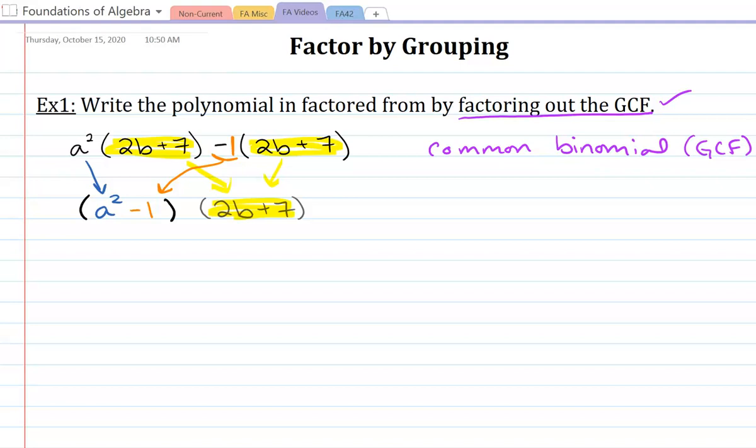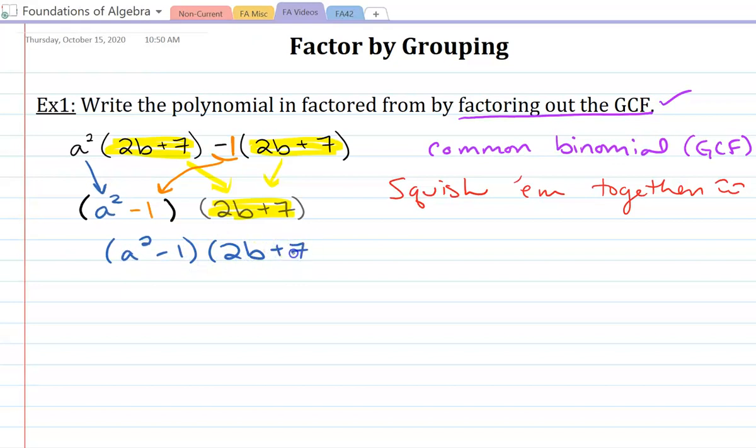I call this the squish step, because we're taking a long thing and we're pushing it into two sets of parentheses. So we're just squishing them together. So our final factored form of this polynomial would be a squared minus 1, 2b plus 7, as one thing.